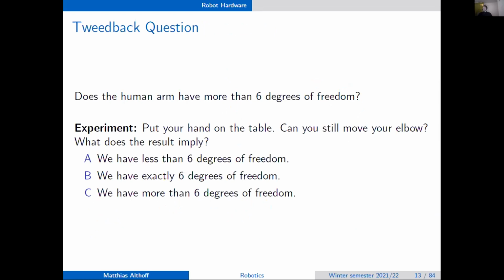And now we have the first feedback question of today. Does the human arm have more than 6 degrees of freedom? You can already start the link, and there is a trick how to determine this. You can put your hand on the table or somewhere else, and fix your shoulder, and then check whether your elbow can still move, okay? This will help you to answer whether A, B, or C is the right answer. A would be we have less than 6 degrees of freedom, B would be we have exactly 6 degrees of freedom, and C would be we have more than 6 degrees of freedom.